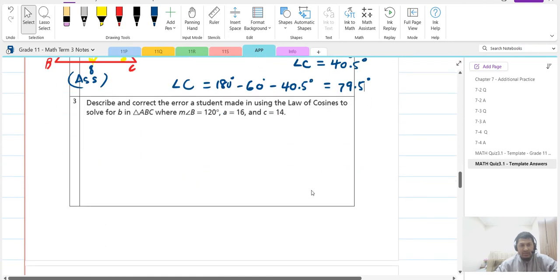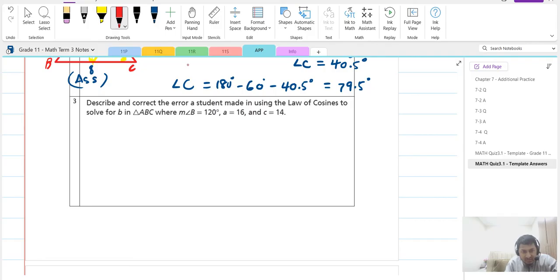Let's look at the next question. Describe and correct the error a student made in using the law of cosines to solve for B in triangle ABC. Okay, law of cosines. So I'm just going to leave this out. I'm just going to say let's solve for B. Take all this out here.